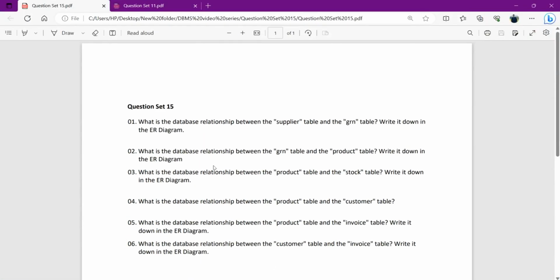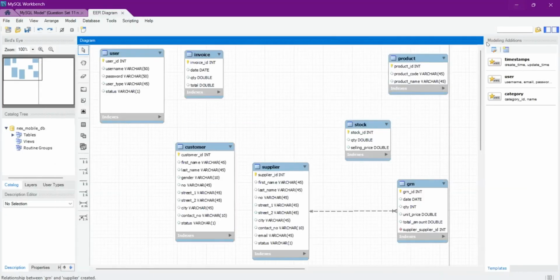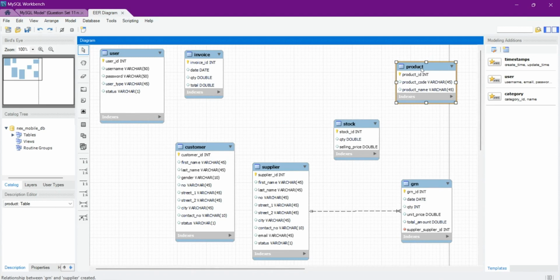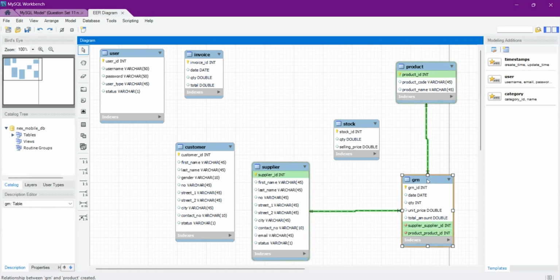When we go to the second question, what is the database relationship between the GRN table and the product table? Write it down in the ER diagram. So here is my product table and this is my GRN table. In the view of product, there can be many GRNs for a particular product, but a GRN can have only one product. So there is a one-to-many relationship between these two tables, and GRN is the many side. Now you can see a one-to-many relationship has formed between these two tables.